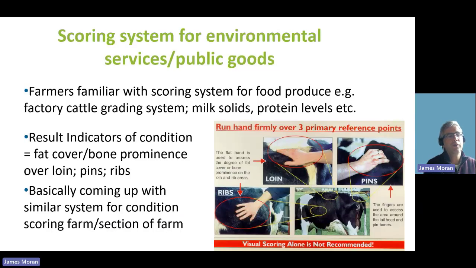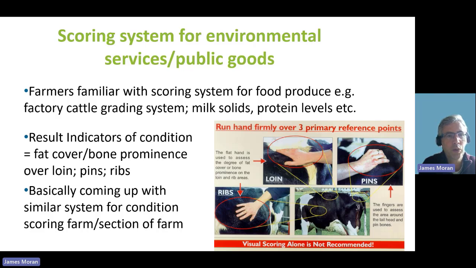So moving away now from the general principles, we know we have to know what we need to achieve in a results-based system. It has to be clearly defined. But in terms of the payment systems, these are based on scores and quality scores of individual features or the entire farm for that matter.